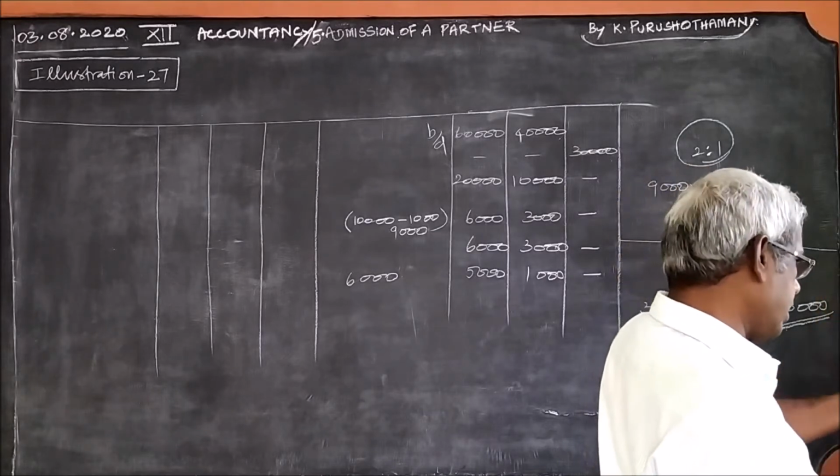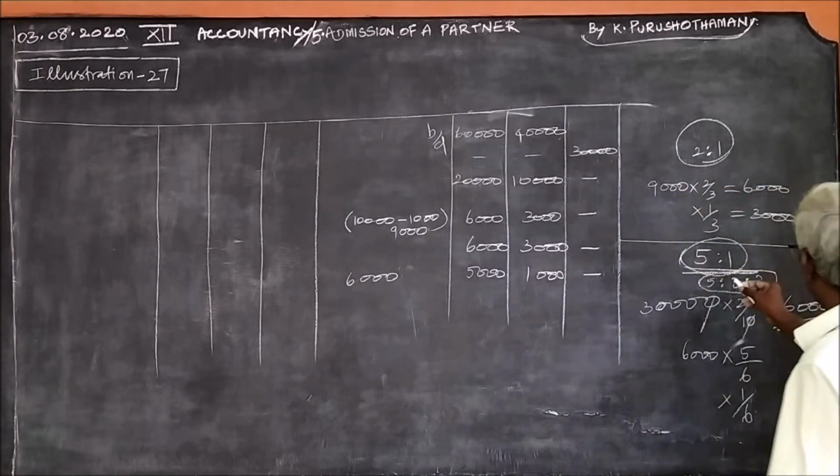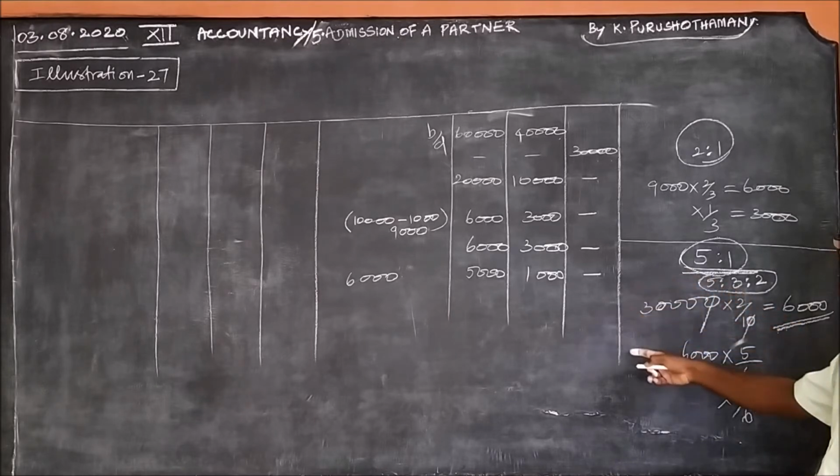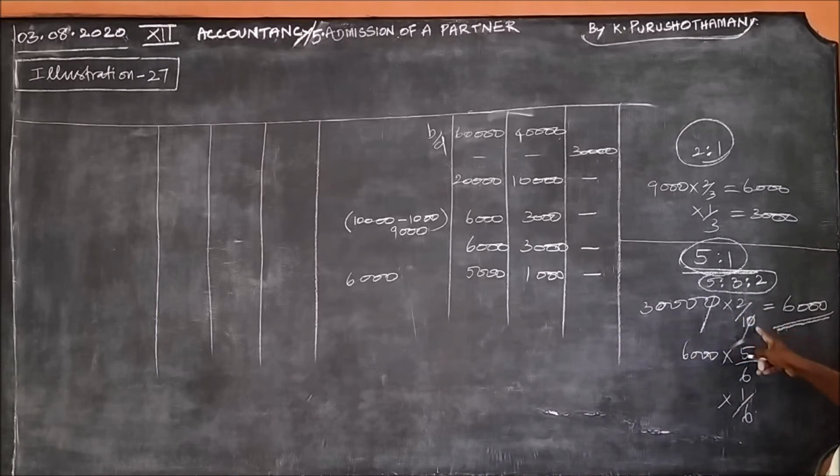What is the part of the new partner? The new profit ratio is 5:3:2. That is 5/10, 3/10, 2/10. New partner's share is 2/10 of the total goodwill. 30,000 into 2/10, that is 6,000. So the new partner should bring in 6,000 only.